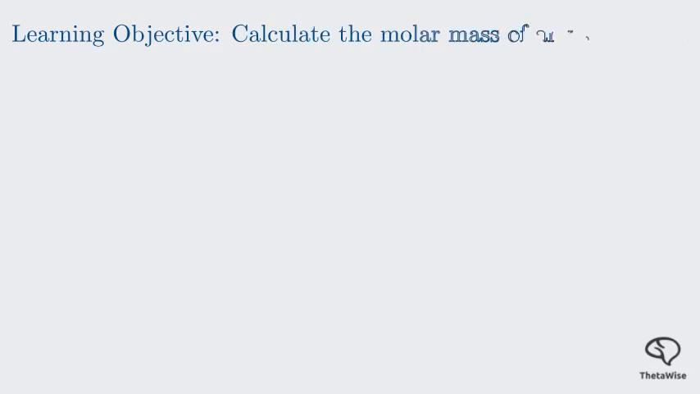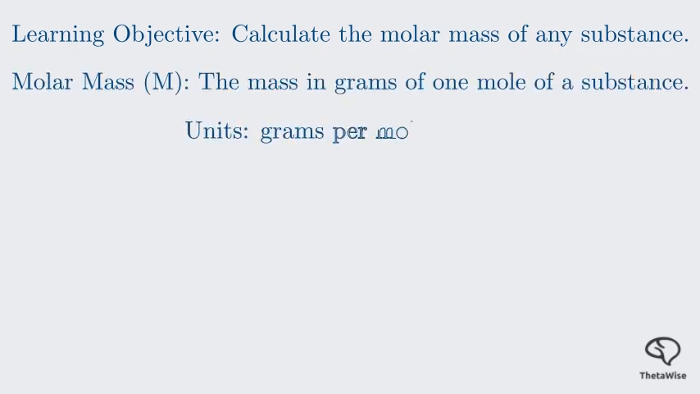So what is molar mass? It's simply the mass, in grams, of 1 mole of a substance. In other words, it's the mass of 6.022 times 10 to the 23 particles of that substance. The units for molar mass are grams per mole, which we write as g/mol. This unit tells us the mass of each mole of a substance.